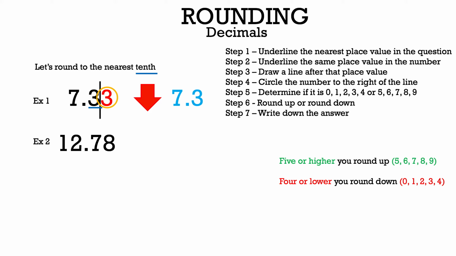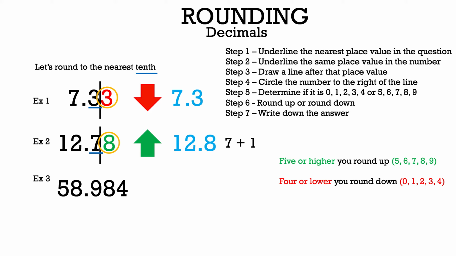Now let's take a look at this example, 12.78. We're going to underline the 7, draw the vertical line, circle the 8, and since it's 5 or higher, we go up. So my answer is 12.8.